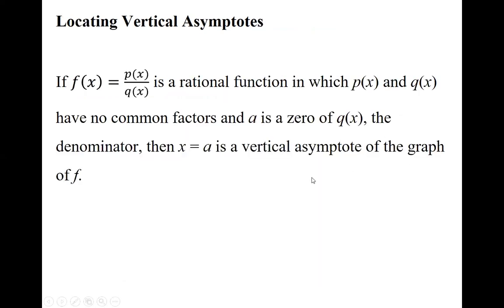How can we find vertical asymptotes? Well, if f of x equals p of x over q of x is a rational function in which p of x and q of x have no common factors, that's important, no common factors, and a is a zero of q of x, the denominator, then x equals a is a vertical asymptote of the graph. So vertical asymptotes happen at the zeros of the denominators. That's what's happening here.